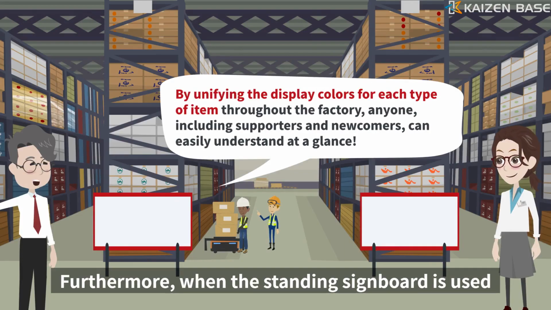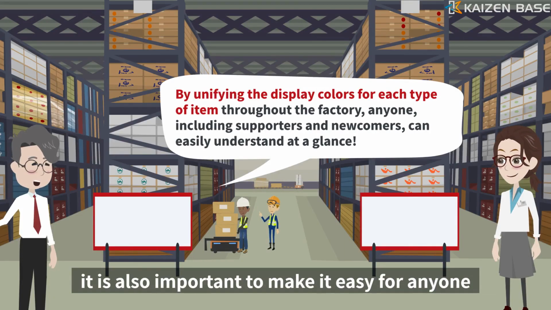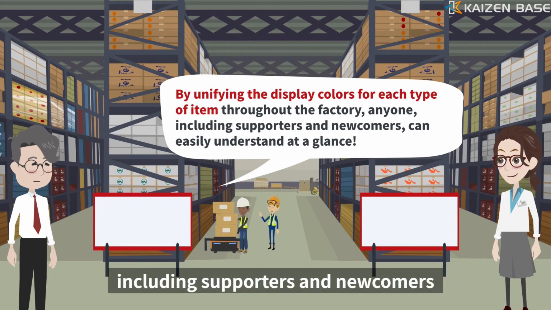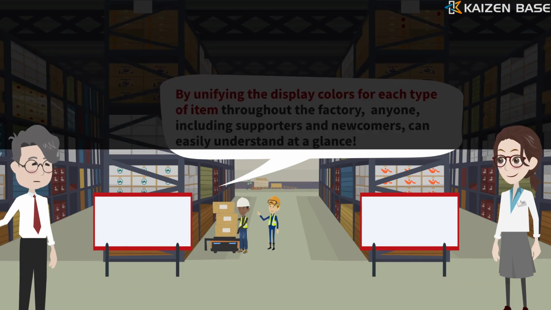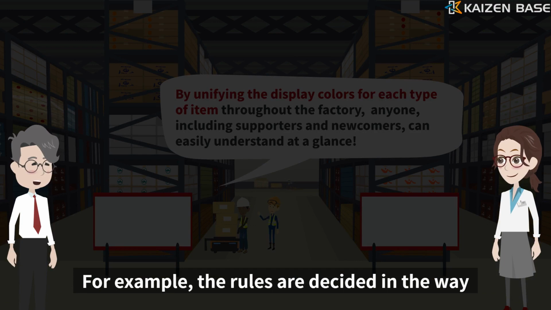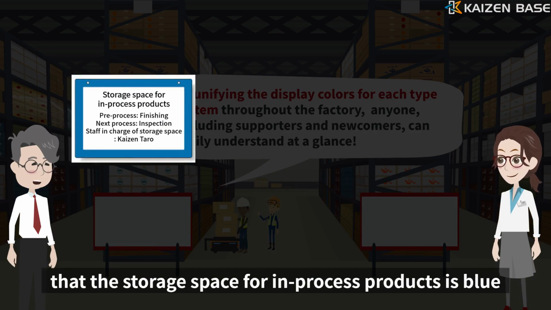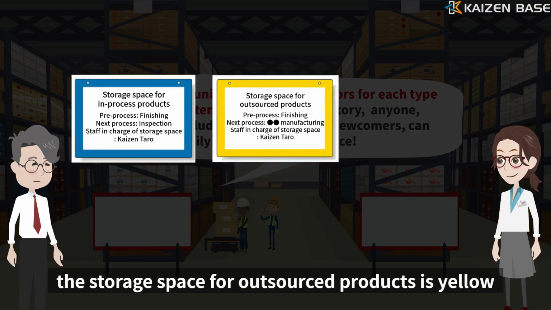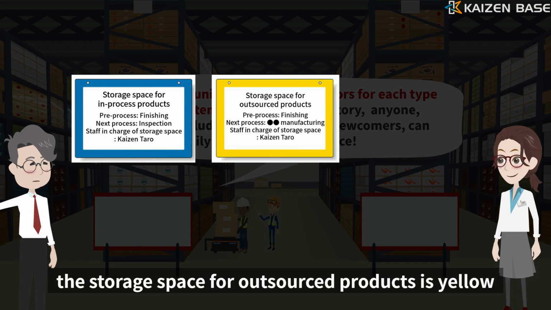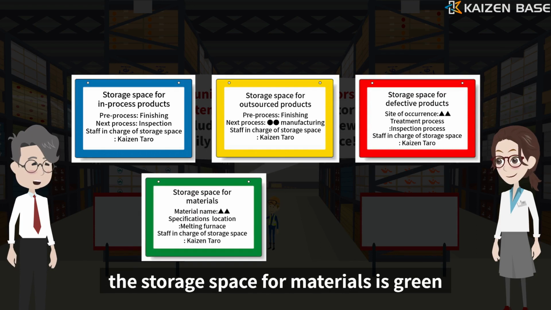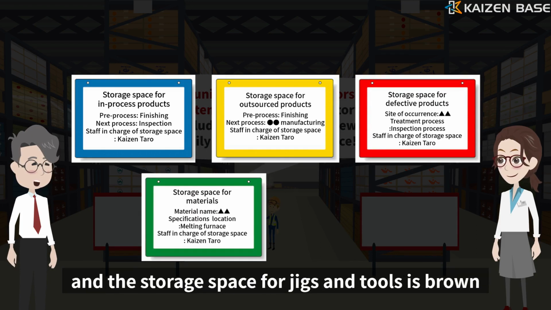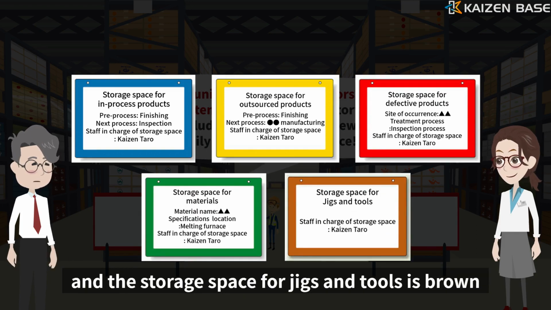Furthermore, when the standing signboard is used, it is also important to make it easy for anyone, including supporters and newcomers, to understand at a glance by unifying the display colors for each type of item throughout the factory. For example, the rules are decided in the way that the storage space for in-process products is blue, the storage space for outsourced products is yellow, the storage space for defective products is red, the storage space for materials is green and the storage space for jigs and tools is brown.